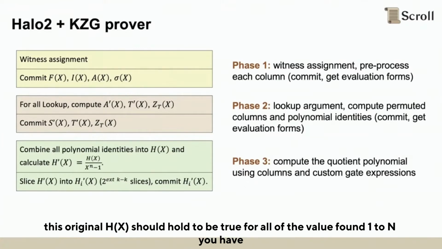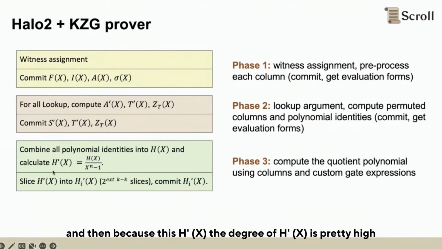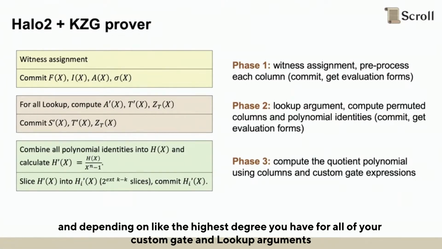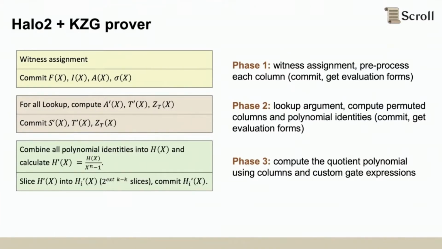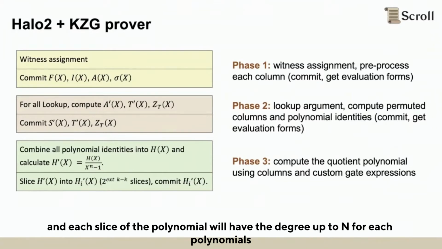which means that this original h(x) should hold true for all of the values from 1 to n you have. And then, because the degree of this h'(x) is pretty high, depending on the highest degree you have for all of your custom gates and the lookup arguments, you are going to slice this h'(x) into a certain number of slices, and each slice of the polynomial will have degree up to n for each polynomial.